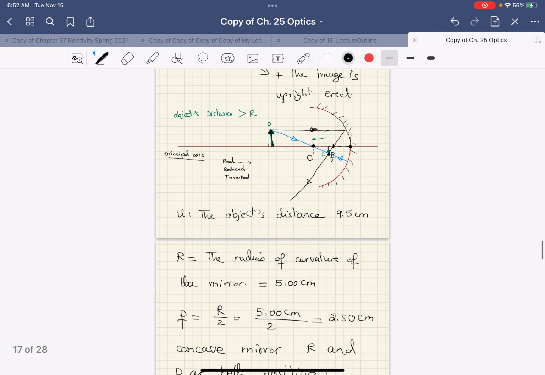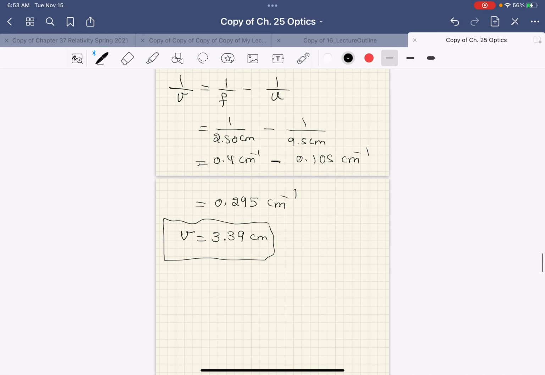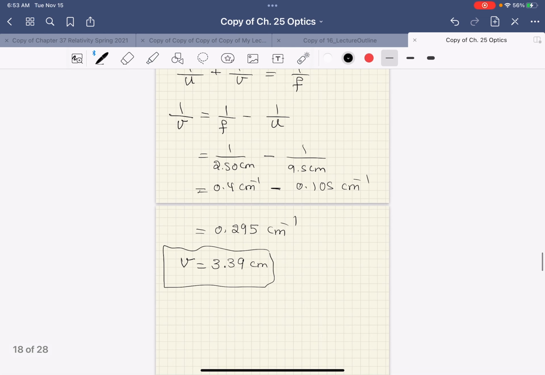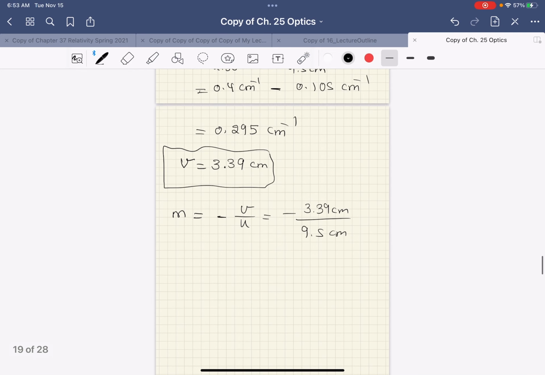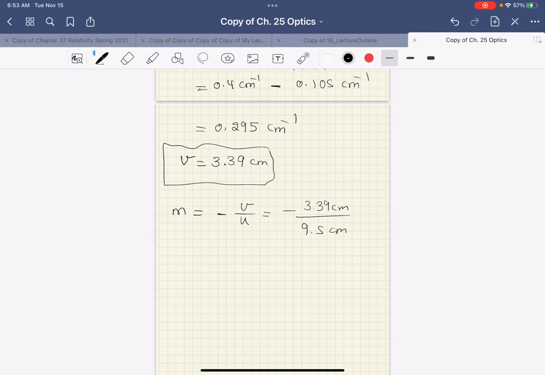Let's look at this here, it's almost 1, 2, 3. It's very close, because remember, our distances are really approximated. Now the magnification, we said, is negative V over U, and therefore it is negative 3.39 centimeters over 9.5 centimeters. And you can see it is going to be less than 1.